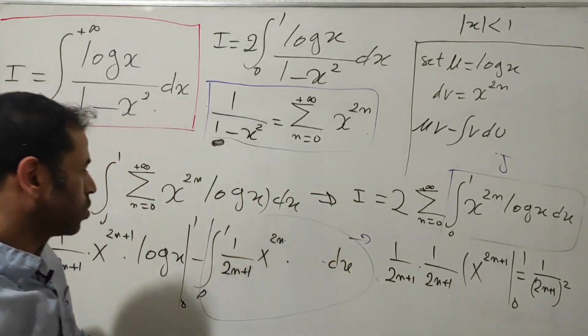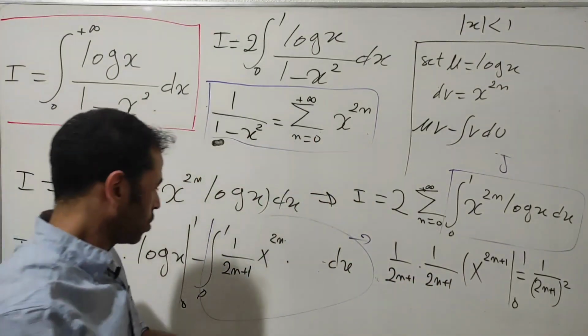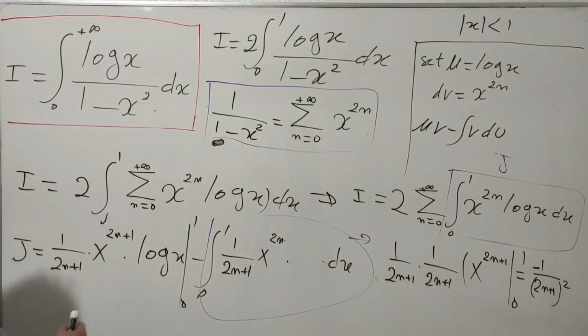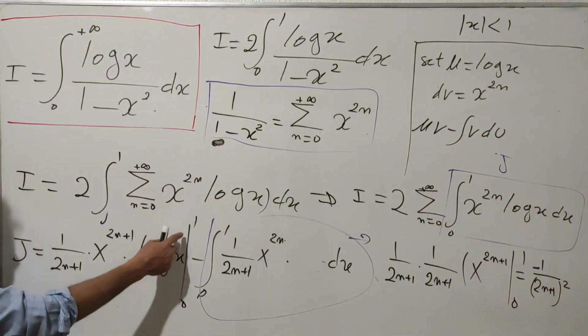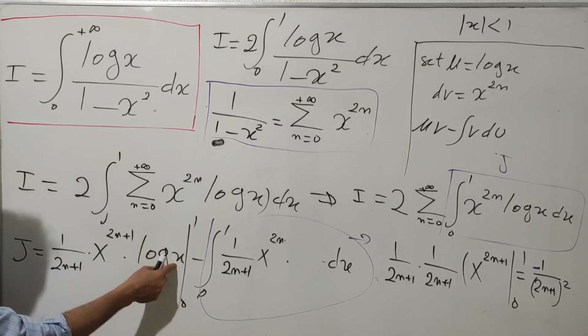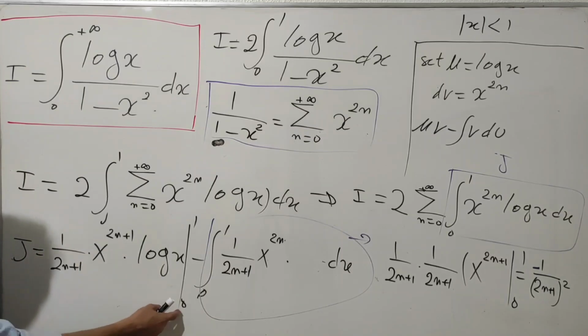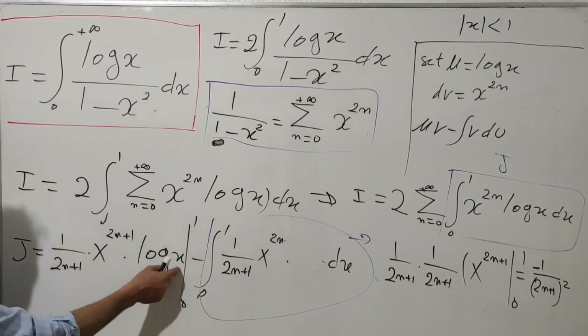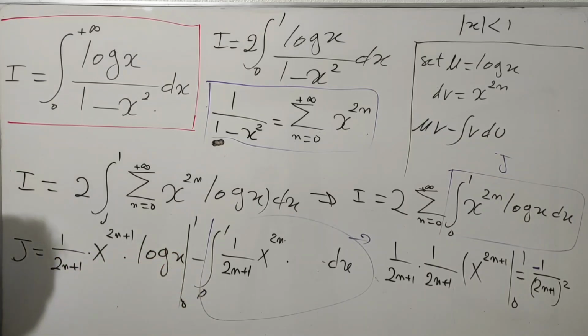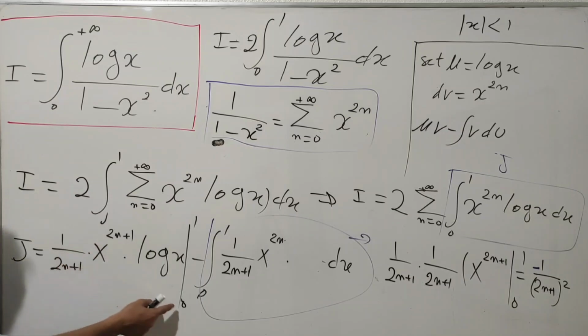Don't forget the minus sign here. But this one, be careful. For the upper bound, it's simple: plugging 1 into the logarithm, I get 0. But the problem is with 0: you cannot plug 0 into this and multiply 0 with log of 0. You cannot do that. We are going to apply the limit on this one.